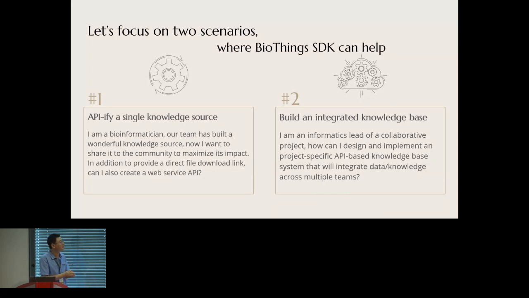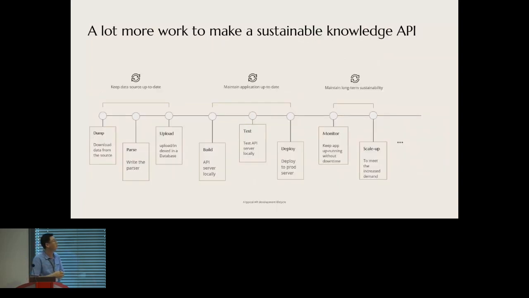The second use case is maybe a larger or collaborative project involving multiple teams. If you are the informatics lead, you want to build an integrated knowledge platform for your project. Ideally, this is not an effort done by just one person or one team. Hopefully, you distribute the work to multiple teams within your large project. So how can we do that, and how can the BioThings SDK help with these two scenarios?